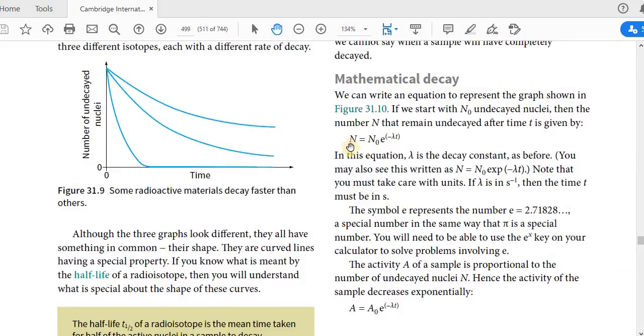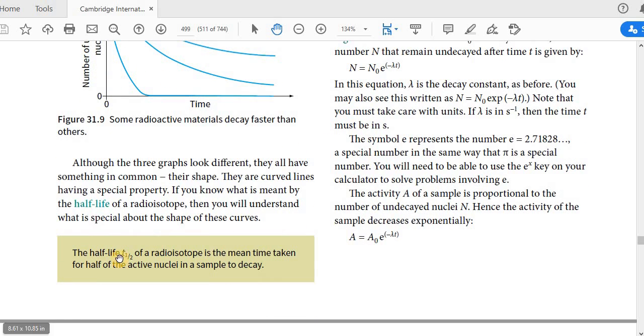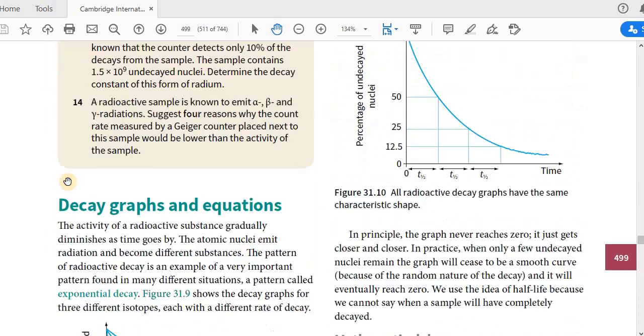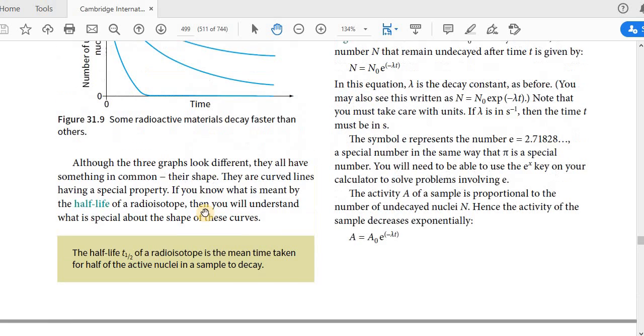Then again these equations are very important. In the exam you have questions where you need to use these equations. Also here are these definitions. The half-life of a radioactive isotope is the mean time taken for half of the active nuclei in a sample to decay. So when N becomes half, the activity also halves because lambda is constant. So again, the half-life of a radioisotope is the mean time taken for half of the active nuclei in a sample to decay.